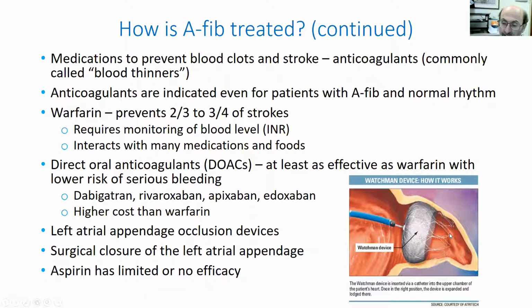In people who are unable to take anti-clot medications because of a high risk of bleeding for whatever reason, an alternative is to insert this device, which is kind of an umbrella-shaped device, to occlude or block off the left atrial appendage. It doesn't prevent clots from forming, but it prevents the clots from getting out into the circulation and going up to the brain and causing a stroke.